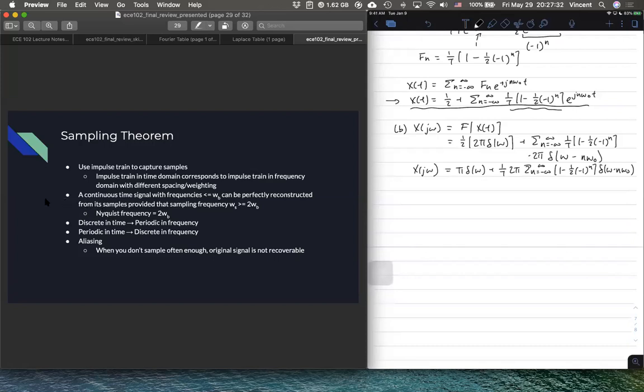It's also important to note that signals that are discrete in time are periodic in frequency, and signals that are periodic in time are discrete in frequency. So for example, I showed you the cosine. So cosine is periodic in time. And then when you break it down to its Fourier series coefficients, you saw it was 2 delta functions, right? So it's discrete in frequency.